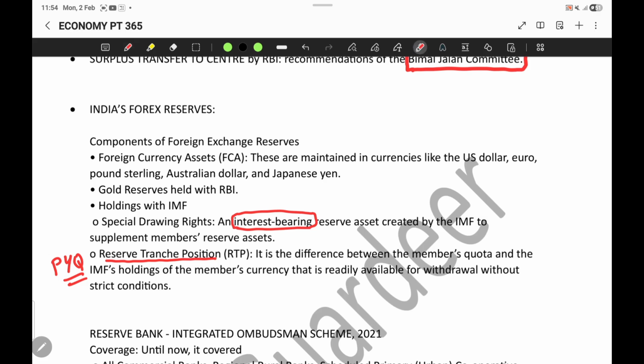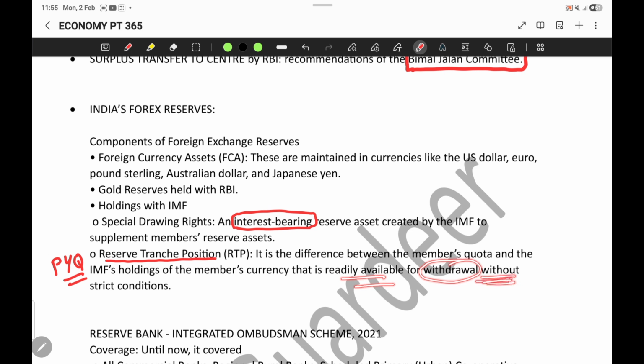What is the reserve tranche position? The reserve tranche position also comes under the IMF. It is the difference between a member's quota, and just now we were speaking about the quota, right? If India has been provided some percent of quota in the IMF, it is the difference between that and the IMF's holding of the member's currency, which is readily available for withdrawal.